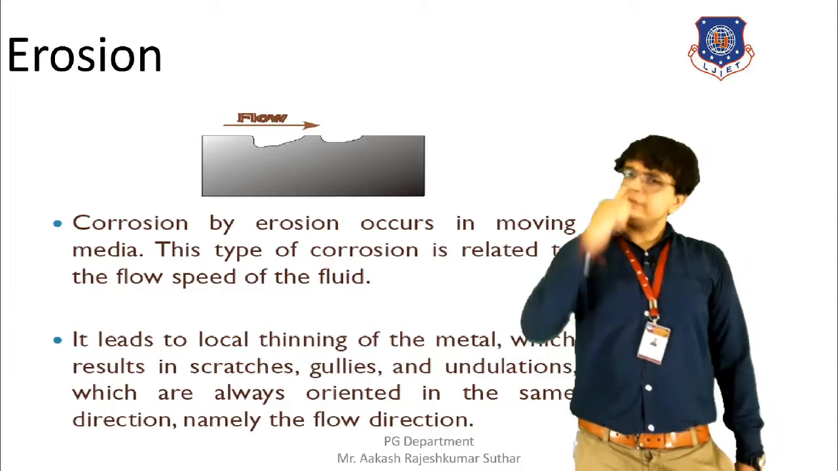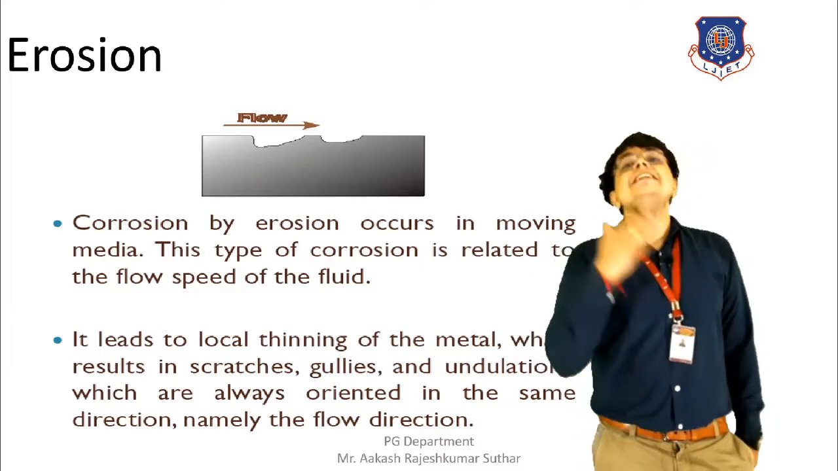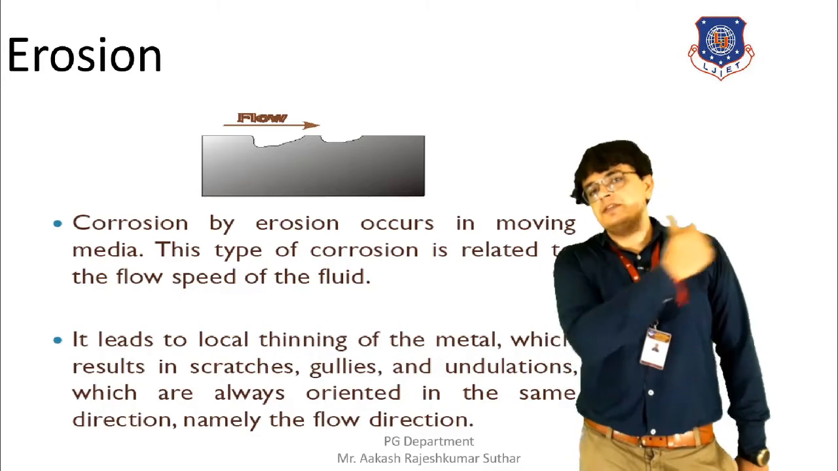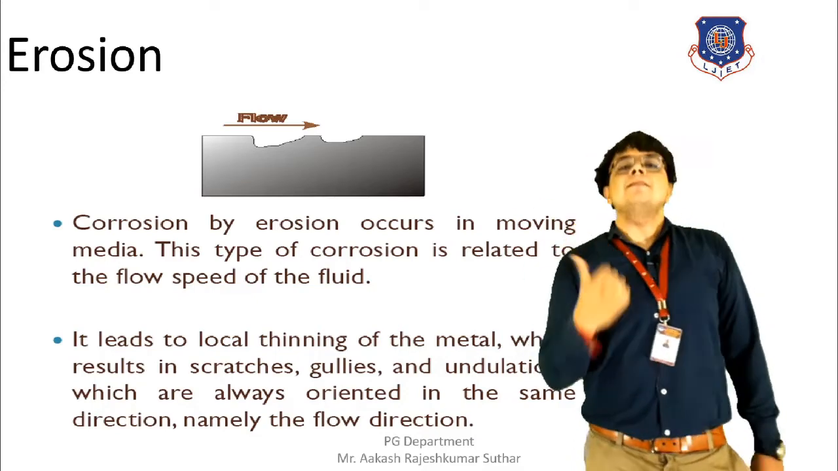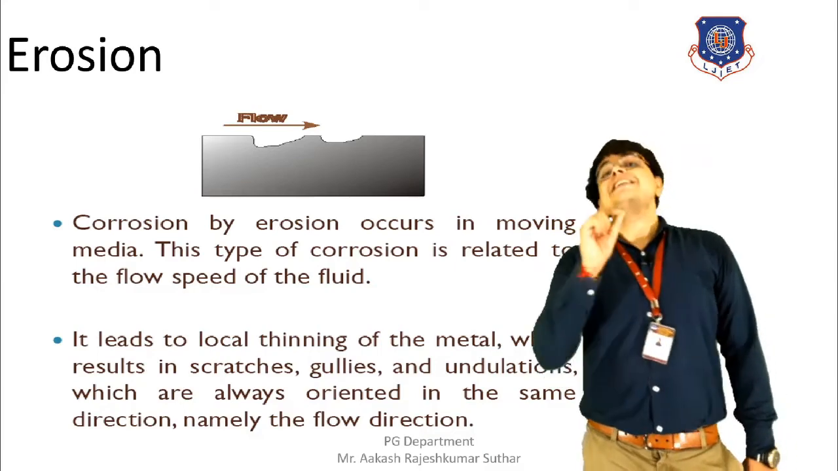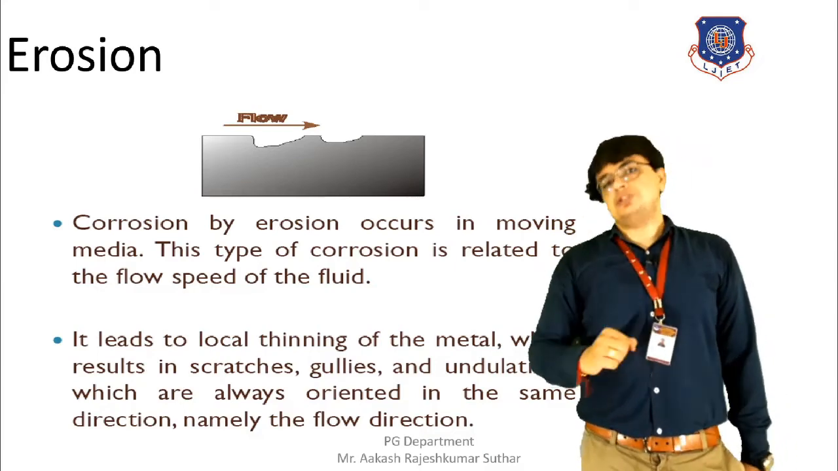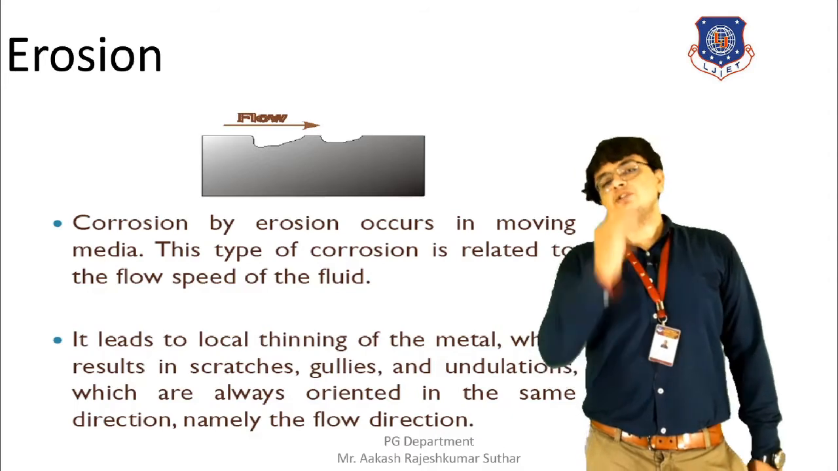The intensity of the erosion can be reduced by reducing the velocity of the material passing through that metal or this pipe, which can reduce the occurrence of erosion corrosion. And this is how prevention takes place.